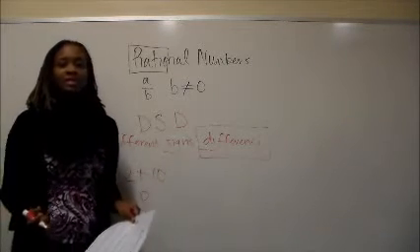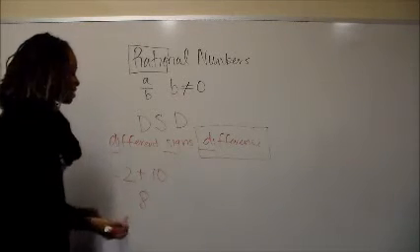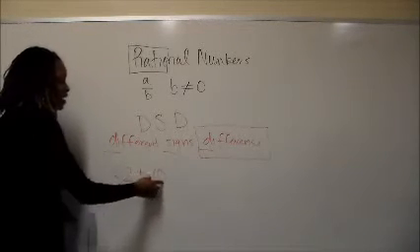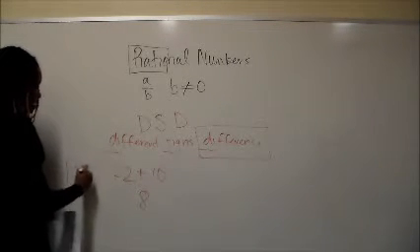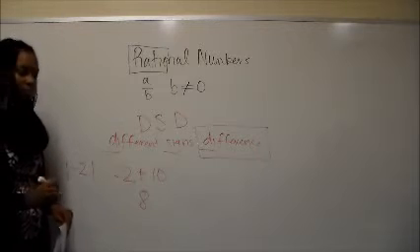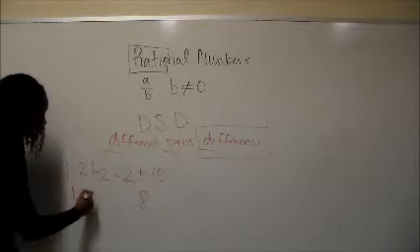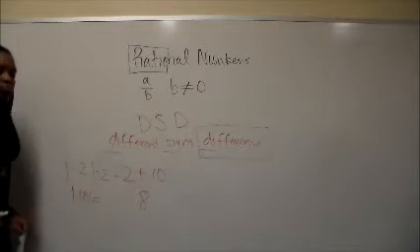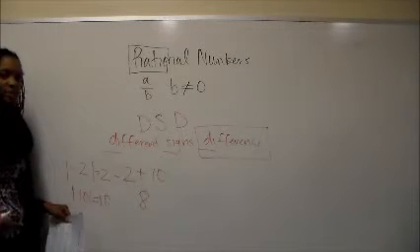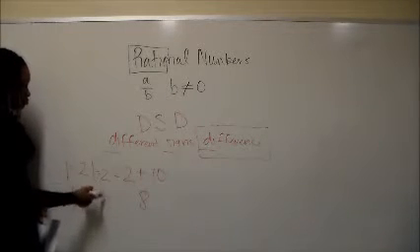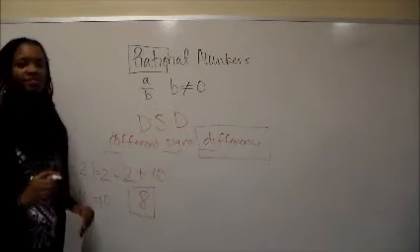So now the question is how do I know if my answer is positive or negative? You look at the integer with the greater absolute value. So what is the absolute value of negative 2? 2. What is the absolute value of 10? 10. Who has the greater absolute value? 10. So my answer is going to be positive.